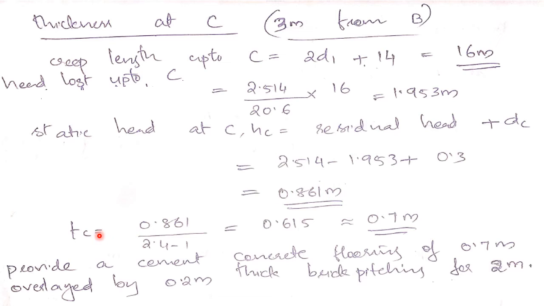Now TC, that is the thickness of floor required at C, is equal to 0.861 by G minus 1, that is 2.4 minus 1, that is equal to 0.615, approximated as 0.7 meters. Now provide a cement concrete flooring of 0.7 meters overlaid by a brick pitching of 0.2 meters for 2 meters, that is the remaining length of the floor from C.